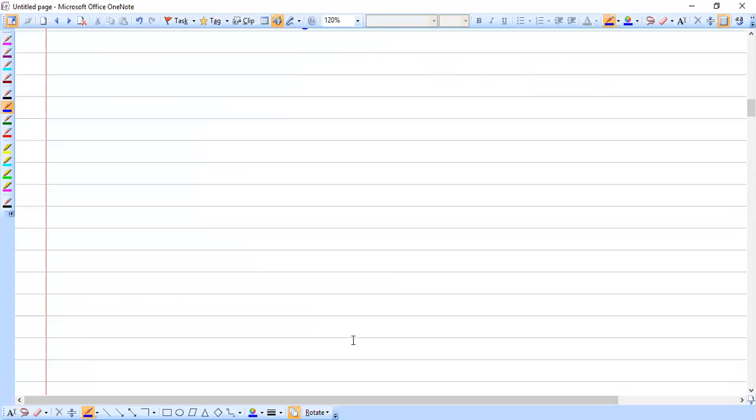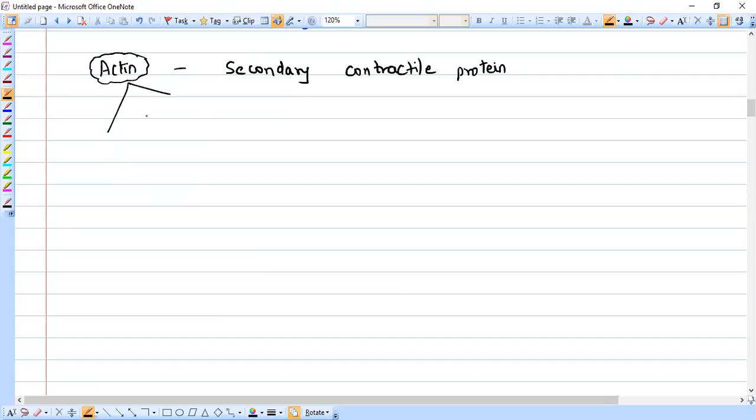Let's understand the structure of actin. Whenever we talk about actin, remember it is also in the form of polymer and monomer. Actin is called a secondary contractile protein. Now it also exists in two forms. One form is the polymer, and second you can see actin in the form of monomer.